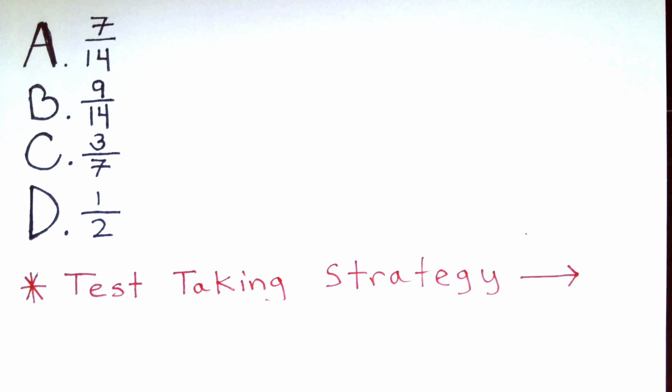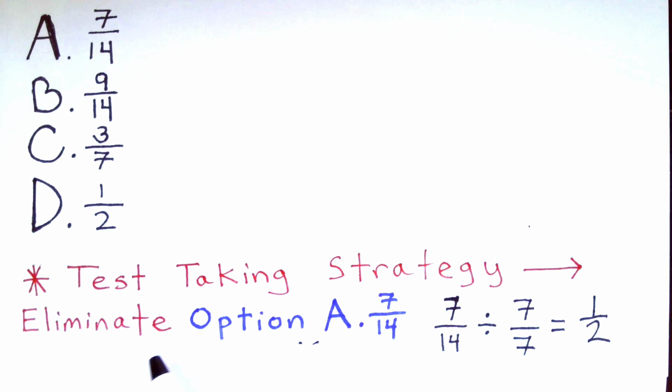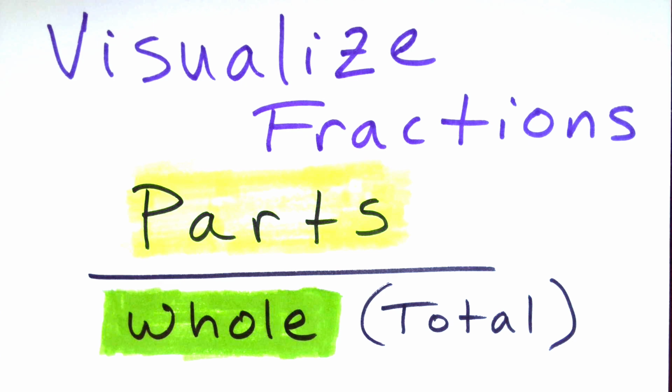Okay, so this is a test-taking strategy. Anytime you have options A, B, C, and D, you want to try to follow these test-taking strategies if possible. Do you see anything out of place? All right, so option A, you can eliminate. Why? Because 7/14 is not reduced, right? I can divide 7 into top and bottom. 7 divided by 7 is 1. 14 divided by 7 is 2. 1/2 is the reduced or simplified version of 7/14. Eliminate A.